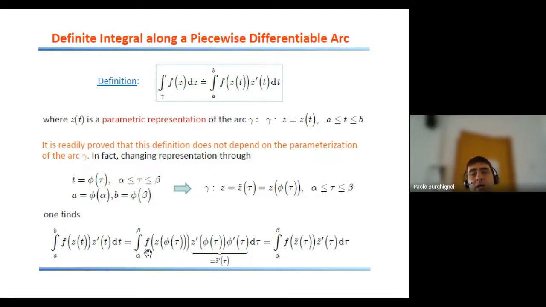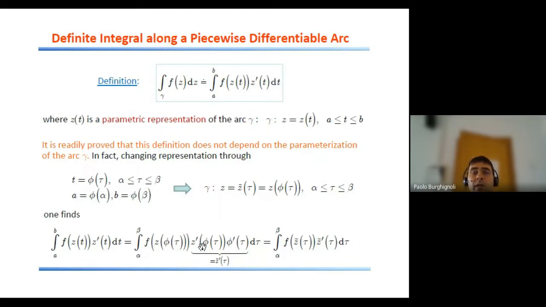So we have the function f that we are integrating, calculated as a function of z, which is a function of t, which is a function of tau. So this is ultimately a function of tau. Then there is the z prime that occurs in the definition of the integral above. And then there is the phi prime that pops up from the rule of changing variables from the differential.